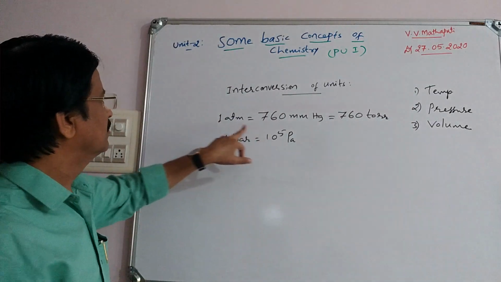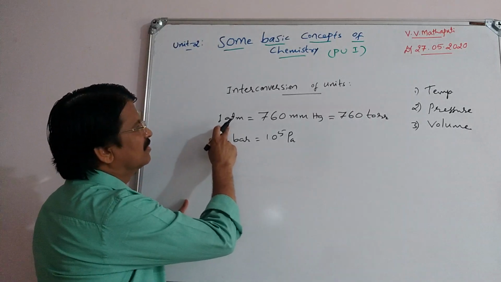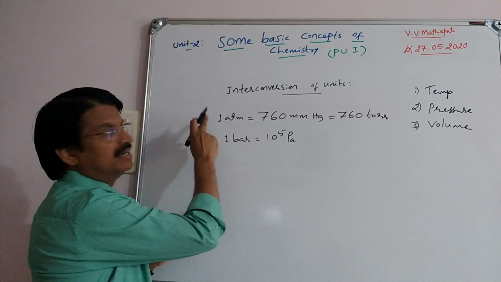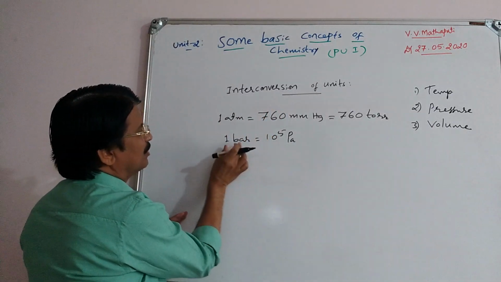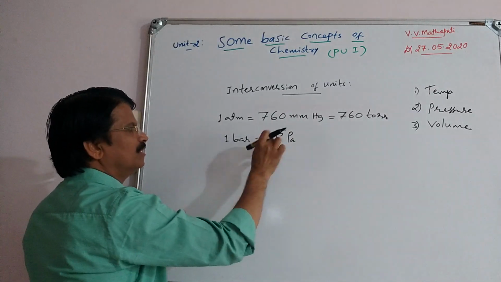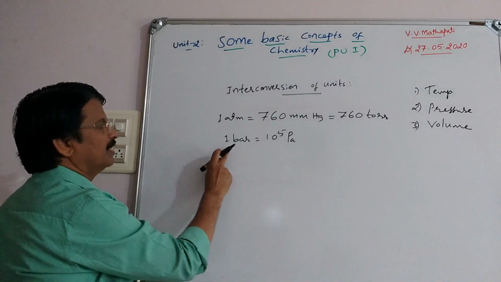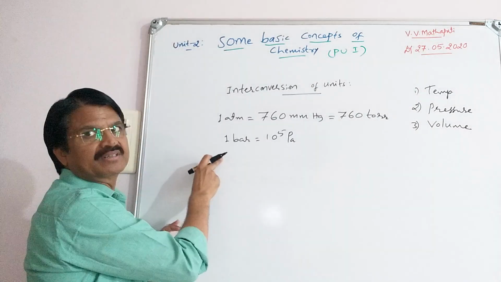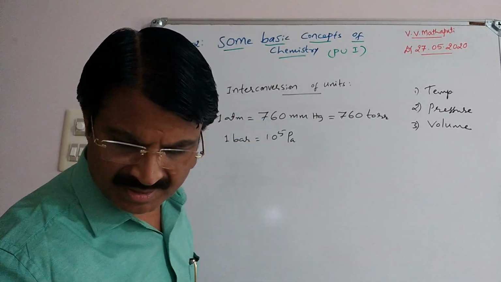If 1 atmosphere is given, it is 760 mm mercury, or if 100 atmosphere is given, 100 into 760, like this. And if Pascal is given, how to convert into bar? Pascal value divided by 10 raised to 5, then we get bar. If bar value is given, convert into Pascal by multiplying by 10 raised to 5. Like this we can interconvert the units.